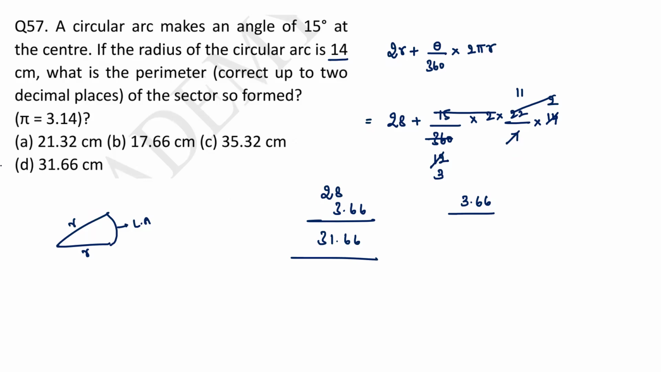You can clearly say the answer is not 21 and the answer is not 17.6. Why? Because it is less than 28. So minimum 2r should be there.